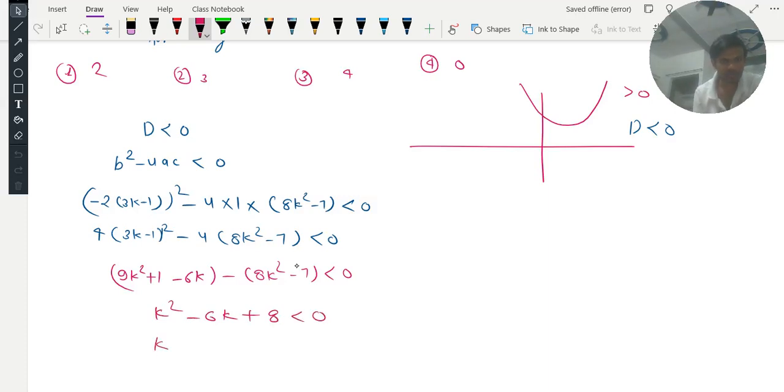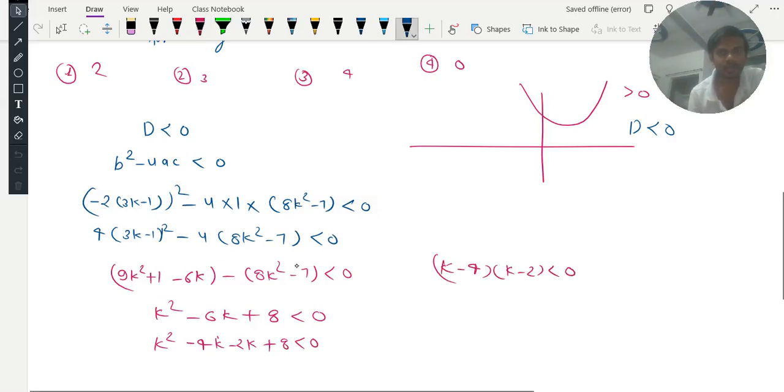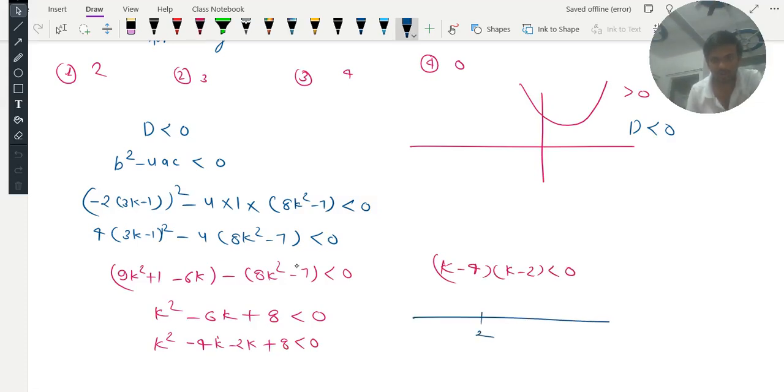This will become k square minus 4k minus 2k plus 8 is less than 0. So this is (k minus 4)(k minus 2) less than 0. By the wavy curve method, the roots are 2 and 4, and we have to find the integer value between them.